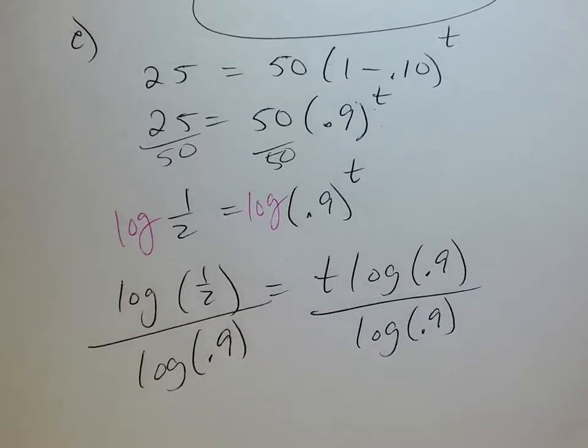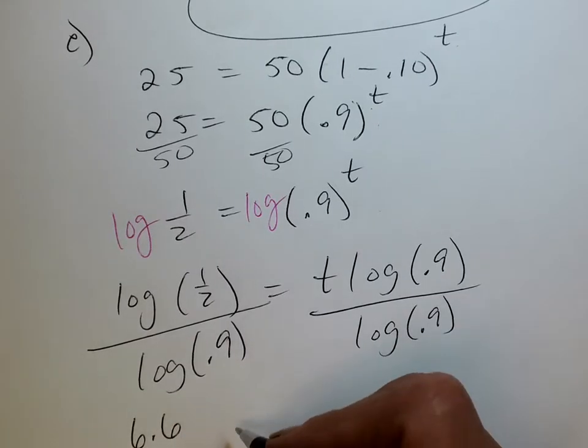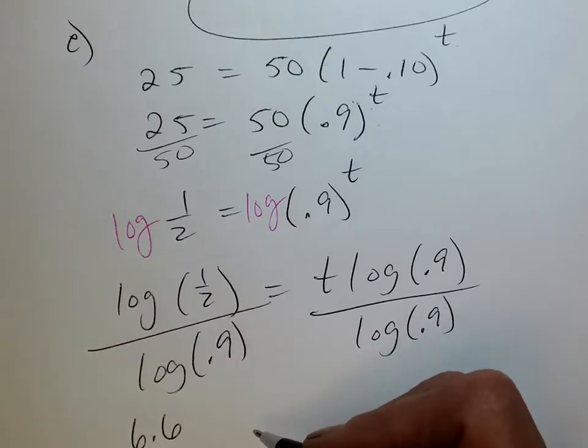And let's see what the calculator tells me. Log 0.5 divided by log 0.9. And I get an answer of about 6.6. Is that in hours or minutes? Minutes.